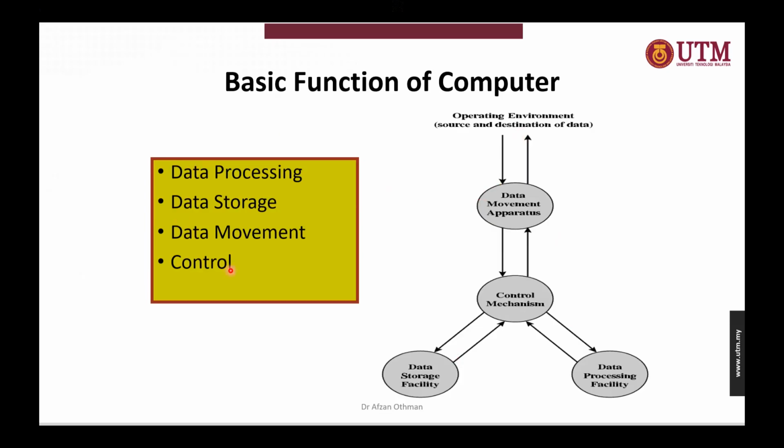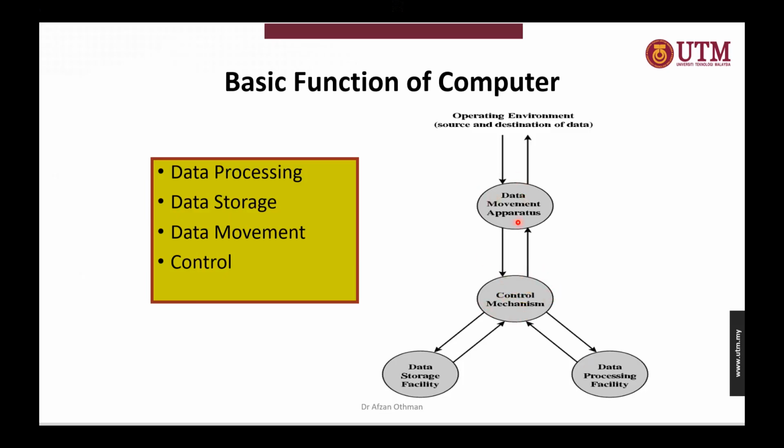We have four basic functions of a computer. First, data processing, followed by data storage, data movement, and control. By looking at this figure, you can see the control mechanism. The control mechanism is located at the very center of these four components. It is used to control the data movement and the data processing, whether the data is coming into the CPU or going out from the CPU, or sometimes we call it the processor.